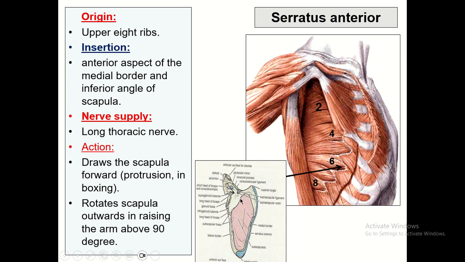And also it facilitates abduction of your upper limb above 90 degrees. We are going to talk about it later when we speak of the deltoid, because the supraspinatus initiates abduction from 0 to 15 degrees, and then from 15 to 90 you have your deltoid muscle, and then above 90 you now have your serratus anterior as well as your trapezius muscle, rotating, giving abduction of your arm above 90 degrees.